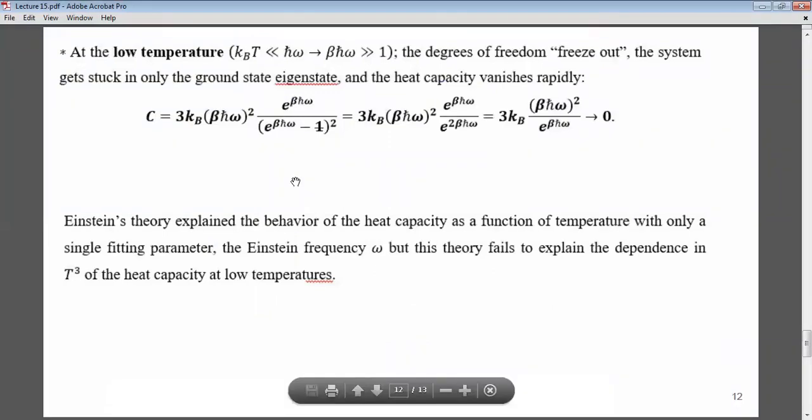Now, Einstein's theory explained the behavior of the heat capacity as a function of temperature with only a single fitting parameter, the Einstein frequency omega. But this theory fails to explain the T cube dependence of the heat capacity at low temperatures. He did all his measurements taking omega as fixed, but in reality there is also a dependence on the temperature, and it's a T cube dependence. This is not found in his calculations. There is no T cube dependence. And this is what Debye will show in future lectures.